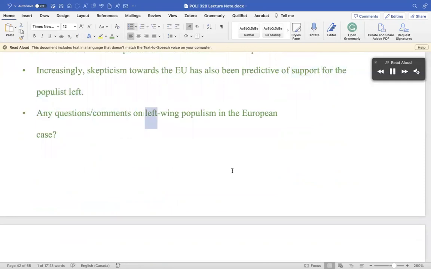Any questions, comments on left-wing populism in the European case?